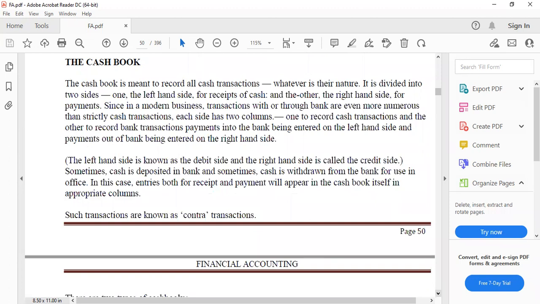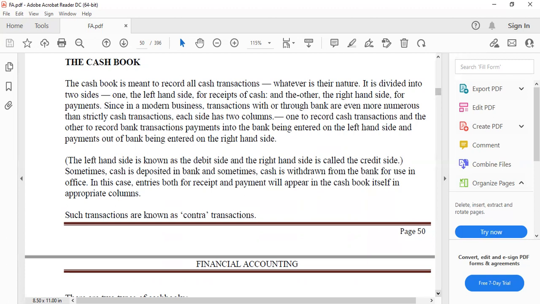Now, as I mentioned before, cash book is a prime book that is available in almost 99.9% of the organizations. Cash book will depend on the nature of the organization. There are those organizations that deal with a 2-column cash book. There are those that deal with a 3-column cash book. Now, a cash book is meant to record all cash transactions. Whatever is in their nature, it is divided into 2 sides. One, the left-hand side for receipts of cash, and the other one, the right-hand side for the payments.